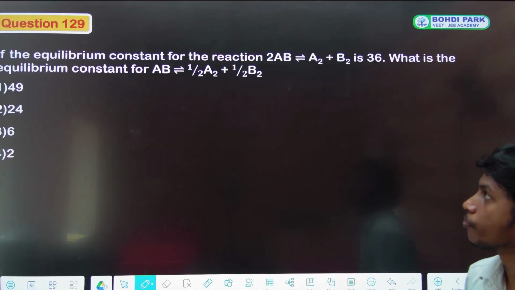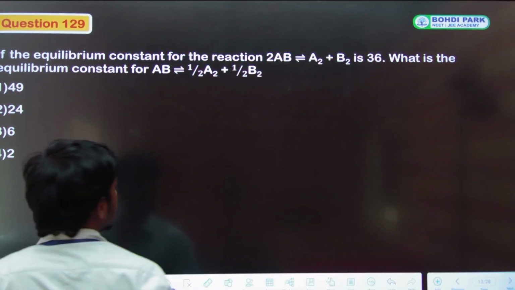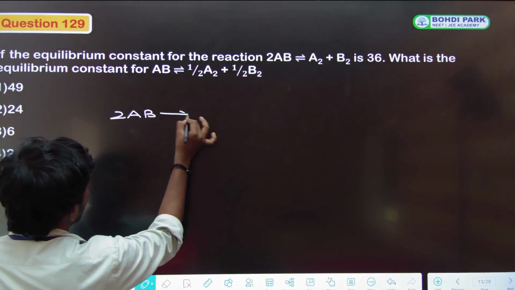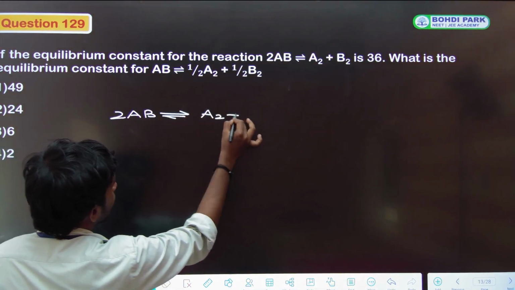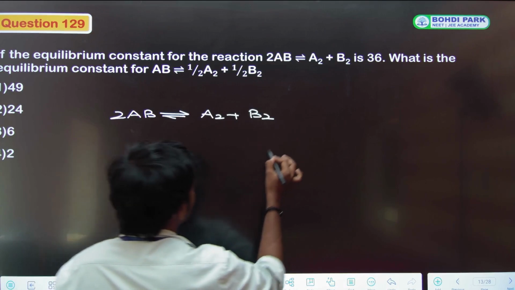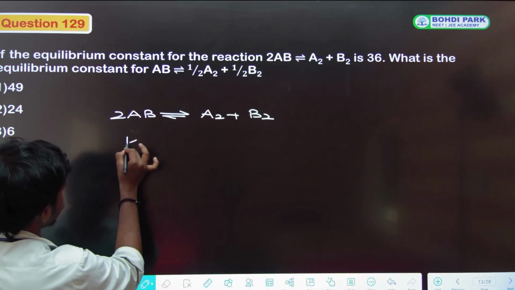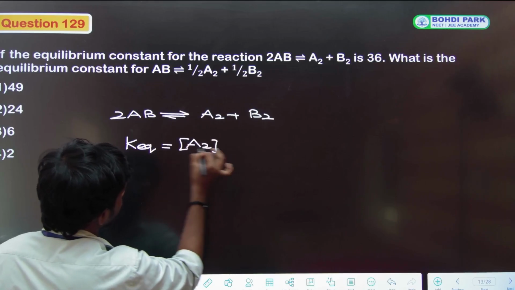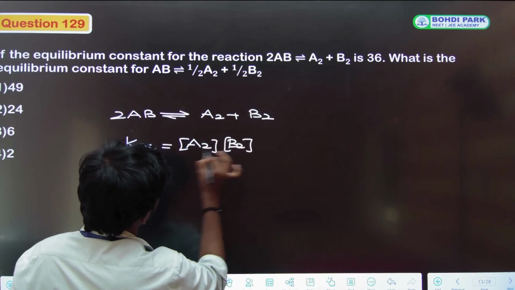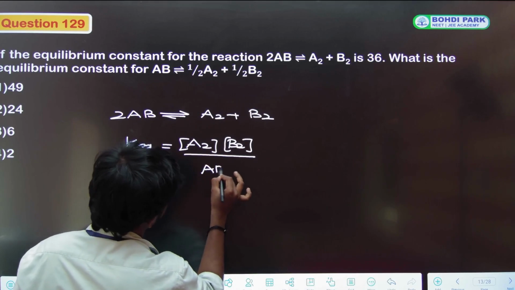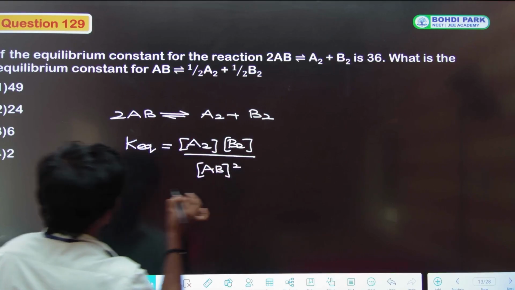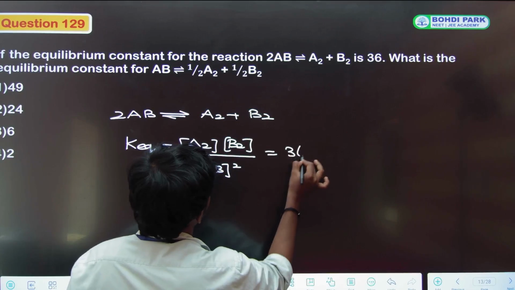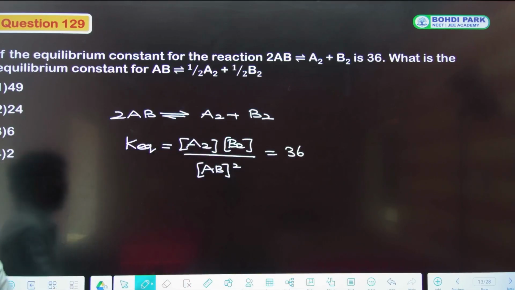Right? The next question. If the equilibrium constant for a reaction is given, 2AB is in equilibrium with A2 plus B2. K equilibrium is given. What is the K equilibrium formula? Concentration of A2, concentration of B2 divided by concentration of AB the whole square. The value is given, that is equal to 36. Okay? Now what do they ask next?